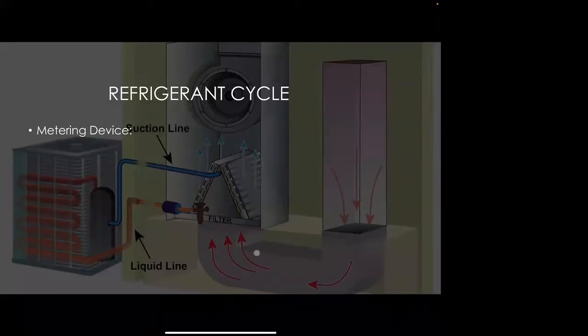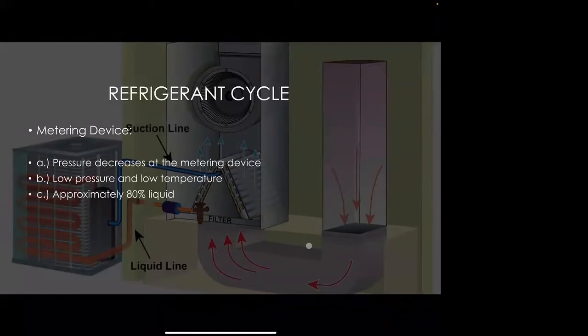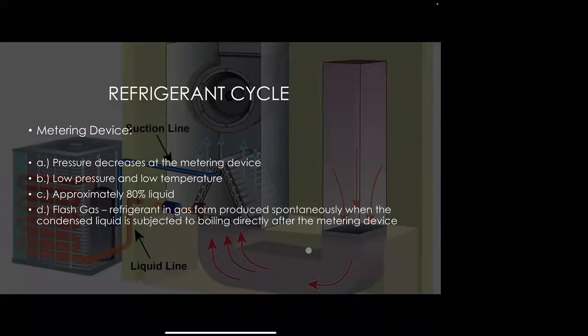And then we have our metering device right here, as this picture is showing, and that there's a TXV. What happens here is the pressure decreases at that metering device. It goes from a low pressure and low temperature. It's mostly liquid still, about 80% or so. And we call that flash gas. What's flash gas? Well, it's a refrigerant in a gas form produced spontaneously when the condensed liquid is subjected to boiling. And again, usually that's right after that metering device.